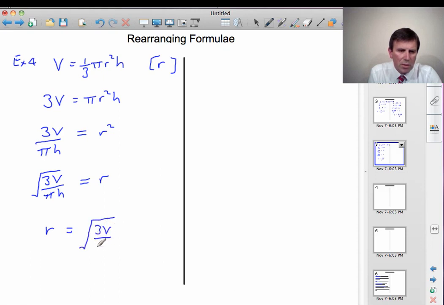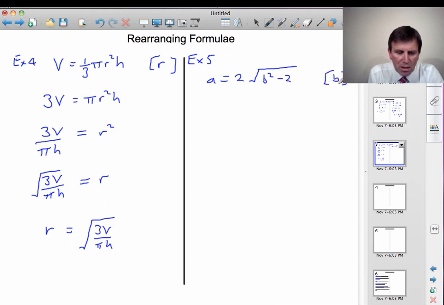R is the square root of 3V over pi h. Example 5. A is 2 times the square root of b squared minus 2. And we wish to make B the subject of this formula.